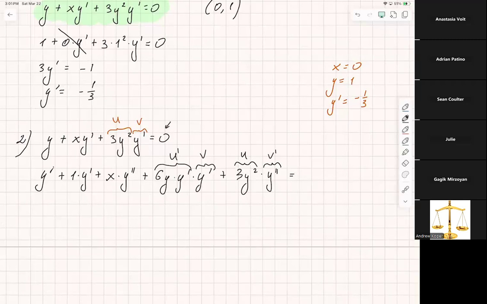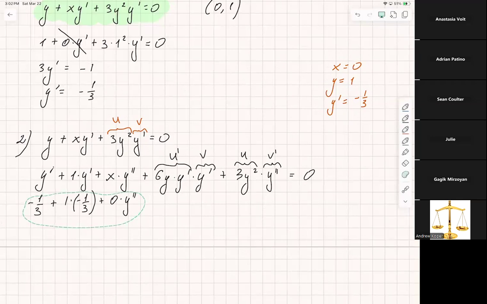And that is equal to, again, 0 as it was. All right, now let's plug in the values that we know to find y double prime. So we know that y prime is -1/3 plus 1 times y prime again, which is -1/3, plus x is 0 times y double prime. We don't know that, we will write that as an unknown.